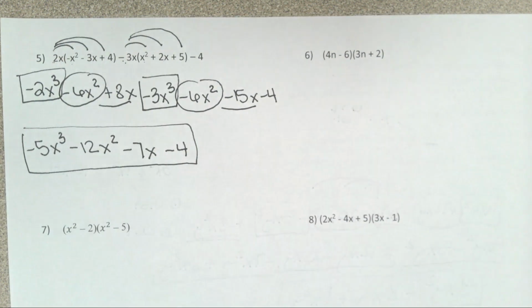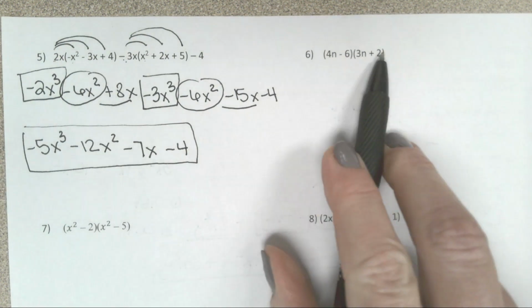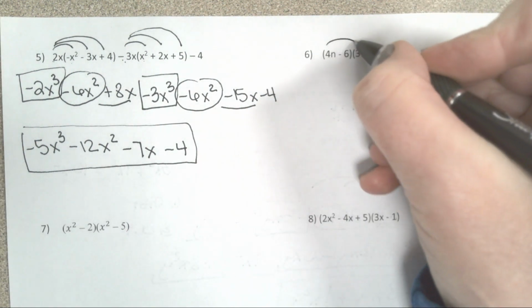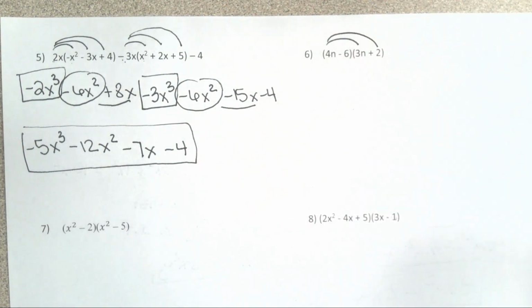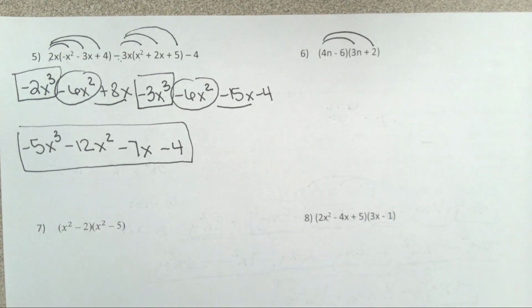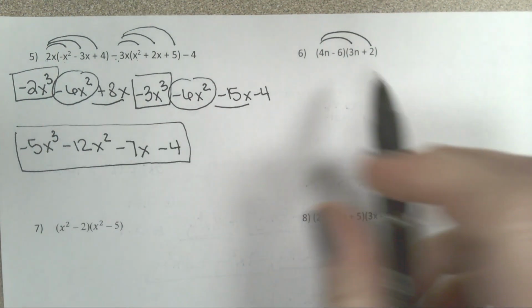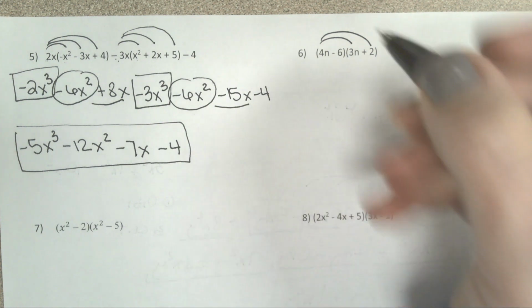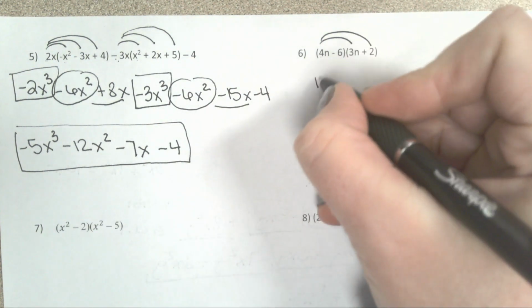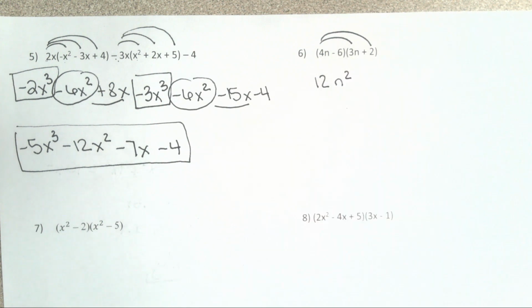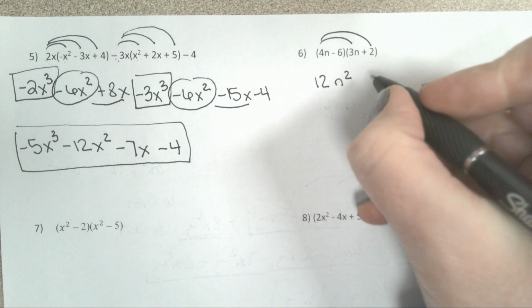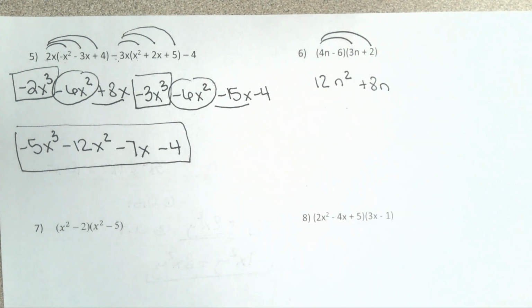Number 6. Now we have a binomial times a binomial. So you have to remember to distribute, and sometimes you call that FOIL. I just call it distribute. So I'm going to take the 4n times the 3n. So 4 times 3 is 12. N times n is n squared. And then I take 4n times 2, which is 8n.